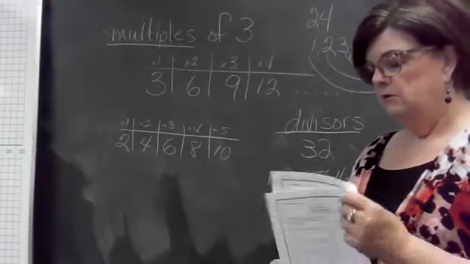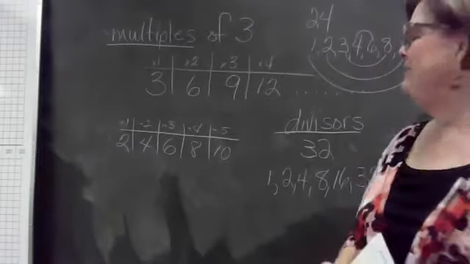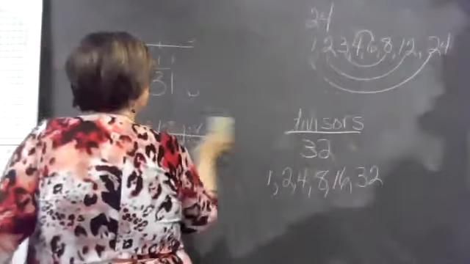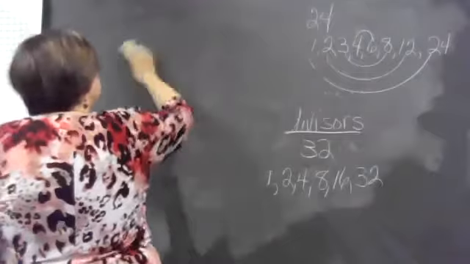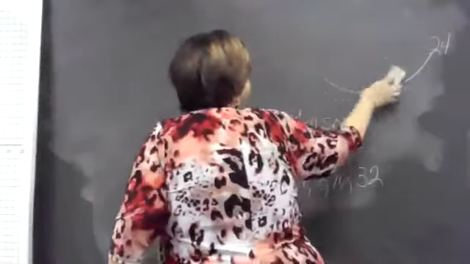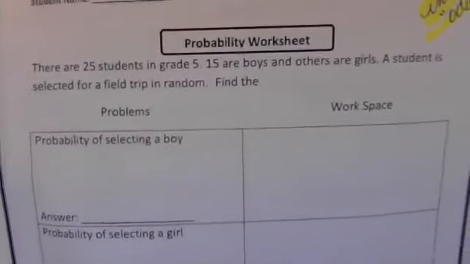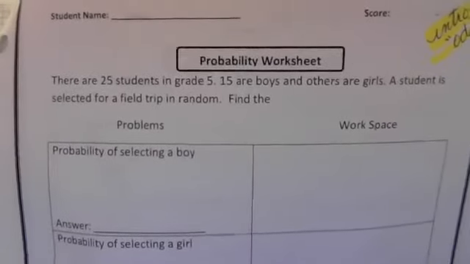Okay, now odds. This is where I kept trying to help Sandra, and I kept getting it wrong because I remembered incorrectly. But I will be specific on why I got it wrong and how I got it straight in my head. Okay, so I'm on this page. It says probability worksheet, and it talks about 25 students in grade 5.